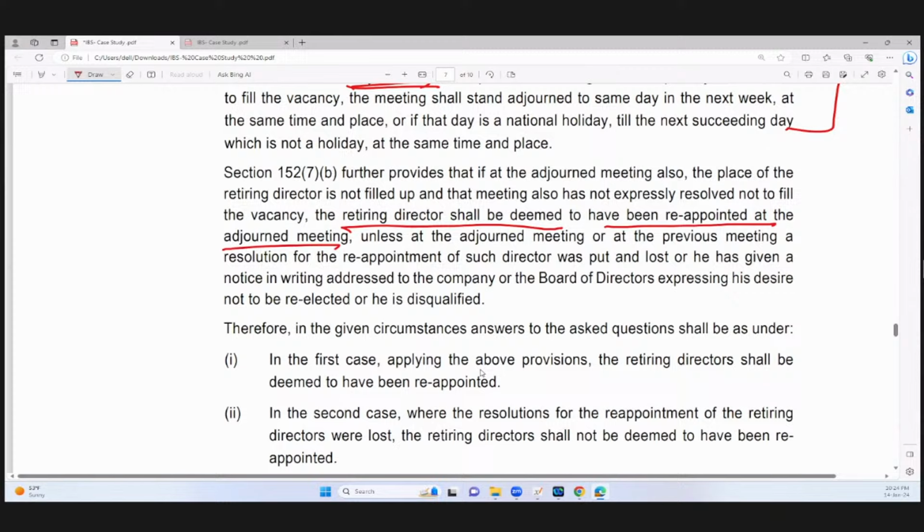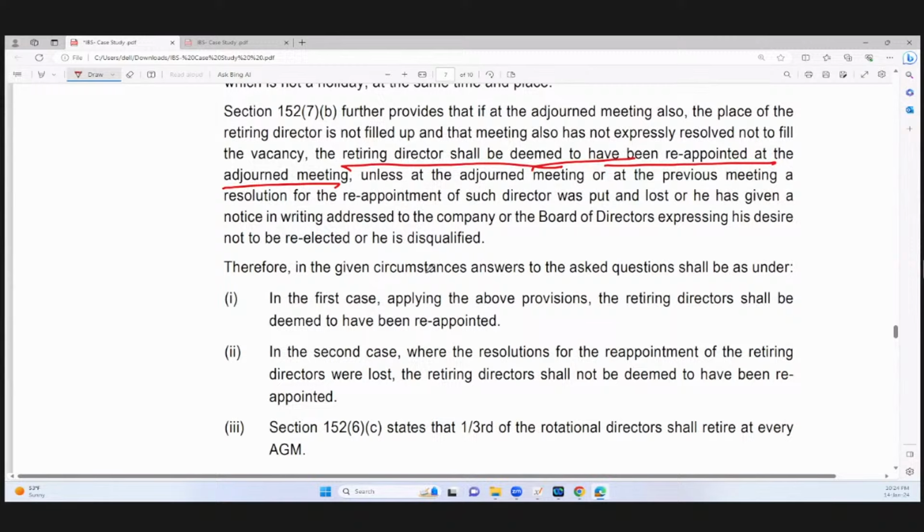Okay, but what happens if some other director is appointed or some resolution has been put forward for replacement? Then in that case, the retiring directors shall not be deemed to be reappointed. But in case no resolution has been passed for the other directors and the said item has not been discussed, then the retiring director shall be deemed to have been reappointed. So in the first case, applying the above provisions, the retiring director shall be deemed to have been reappointed because at the AGM the resolution was not completed, and in the adjourned meeting also this case has not been discussed. So in case at the original meeting and at the adjourned meeting these items have not been discussed, then the retiring directors shall be deemed to have been reappointed.